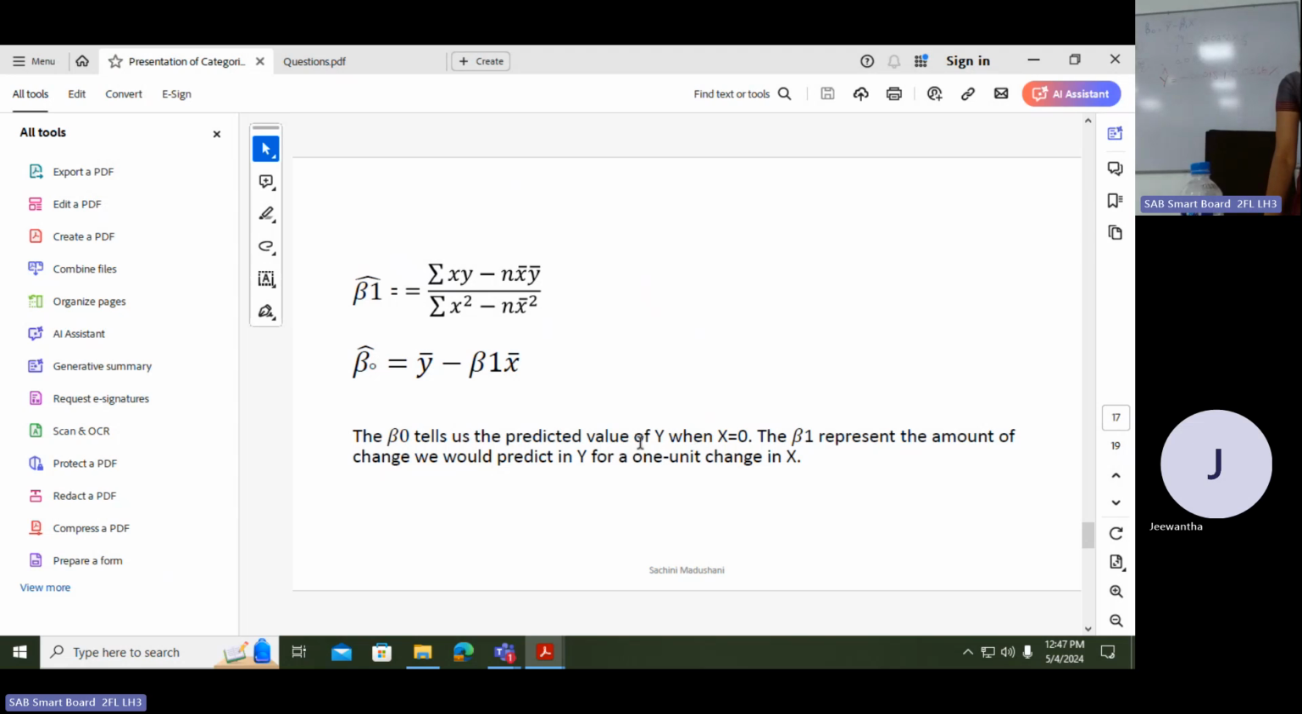Beta naught means the predicted value of Y when X equals 0. Here, Y is the profit and X is the sales revenue. Then we can say the predicted value of our profit is equal to 18,000 when our sales revenue is equal to 0.